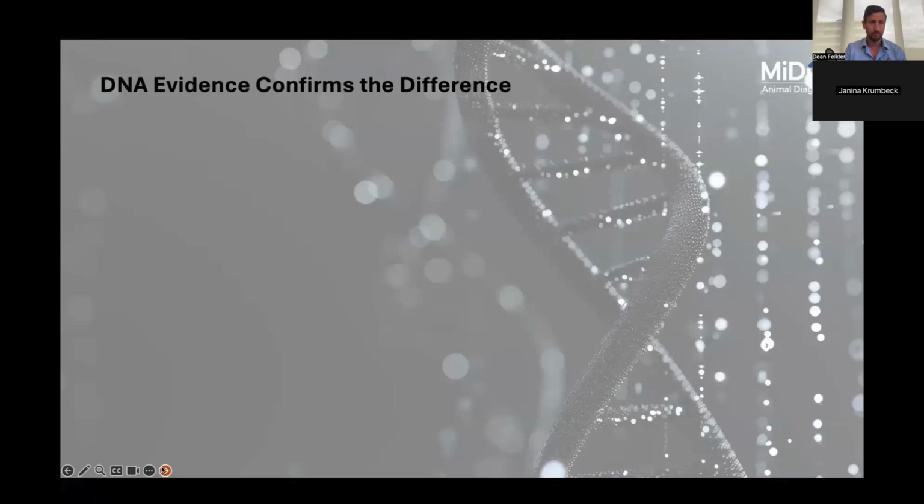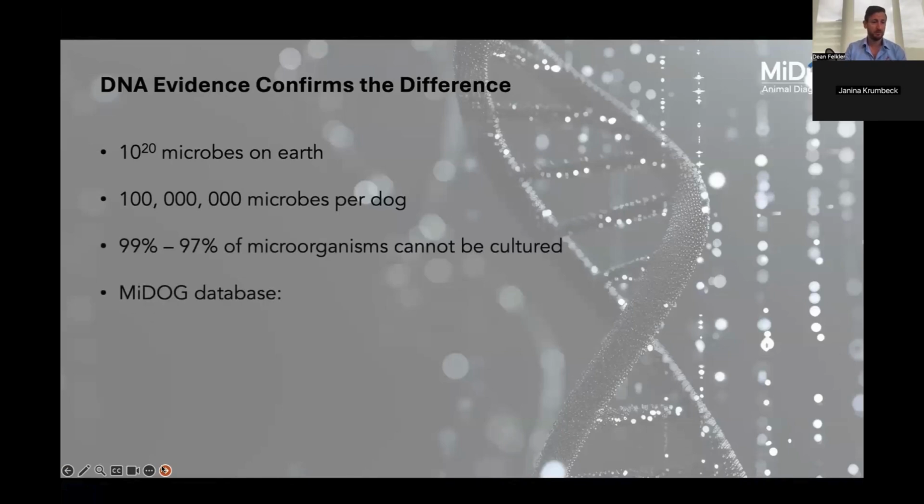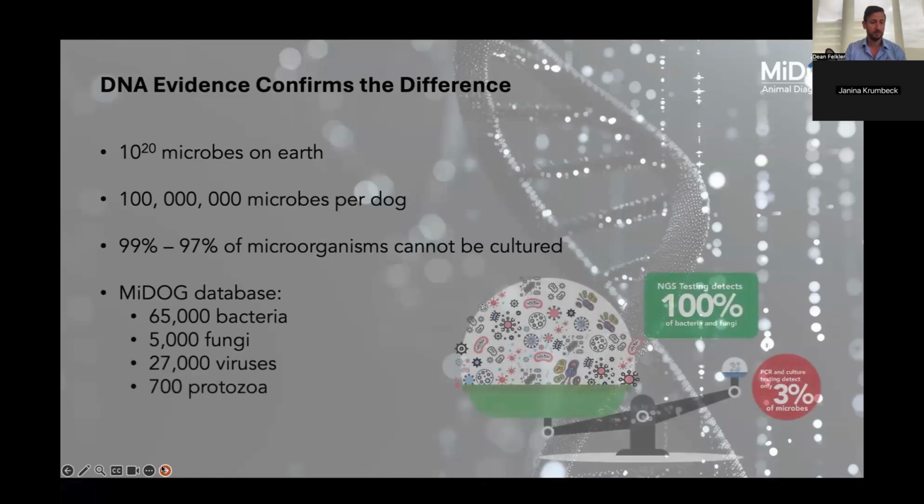And with this DNA evidence, we now know that there is 10 to the 20 microbes on this planet Earth, so an unimaginably high number. On the average dog that might walk into your clinic, you will find 100,000 different microbes, and only 3% of those microbes can actually be cultured. Given 97% of them, not all of them are pathogenic, some are commensal, but you get the idea that we are missing a lot, and we're missing a lot of novel pathogens that we just simply haven't been able to grow in this little artificial setting of a petri dish.